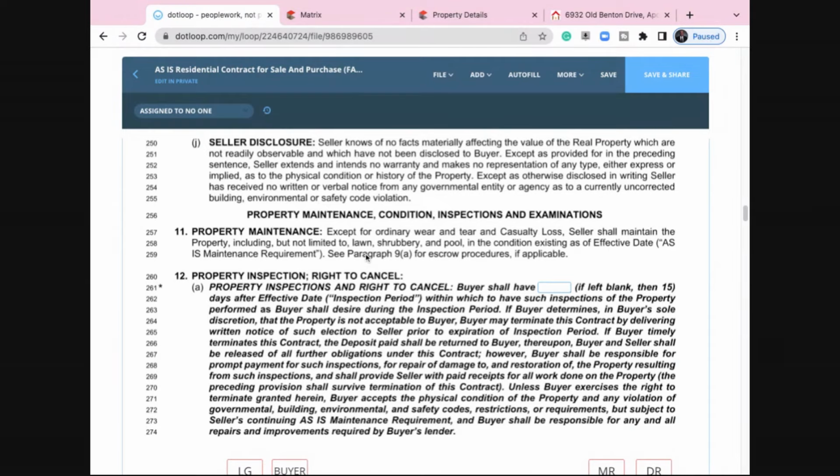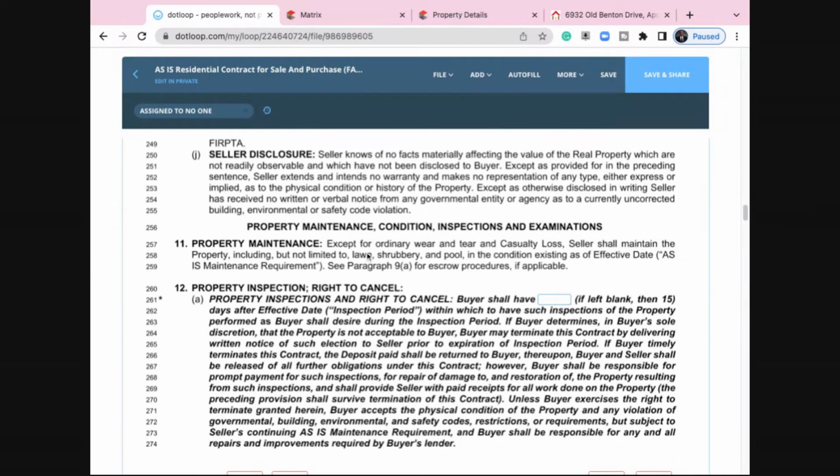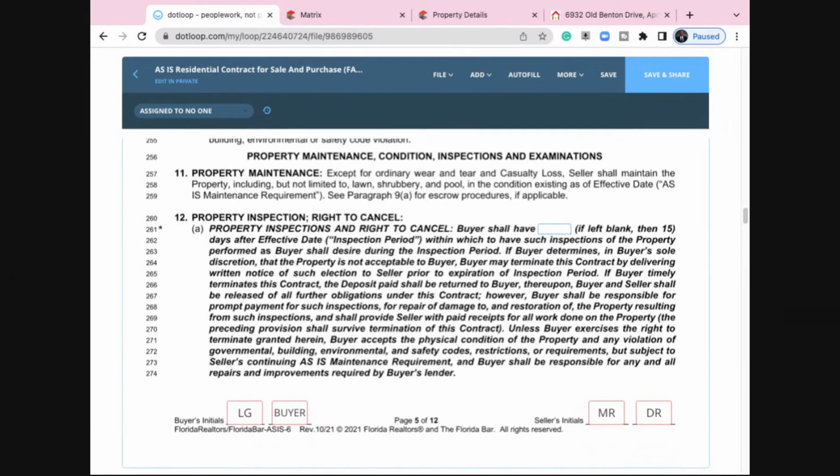Okay, so what that means in layman's terms, guys, is that if you go into a property and the property is in a certain condition as of the effective date, then when you close on that property, it should basically be in the same condition, including lawn and shrubbery.